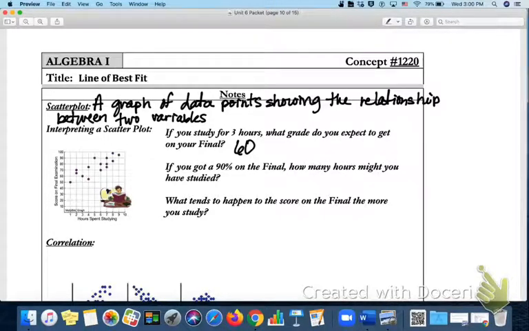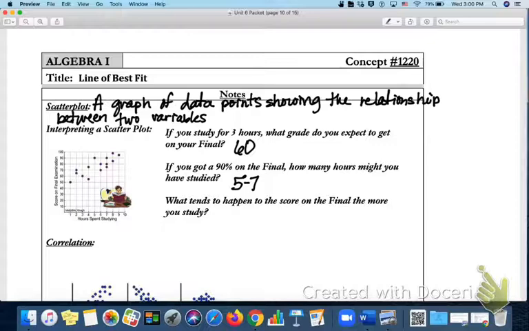What about if you get a 90% on the final? How many hours might you have studied? Because it's talking about the percentage, go to the y-axis, or the vertical line, go to 90. And you can see that there are 2 points. So you could say that you probably studied anywhere between 5 and 7 hours.